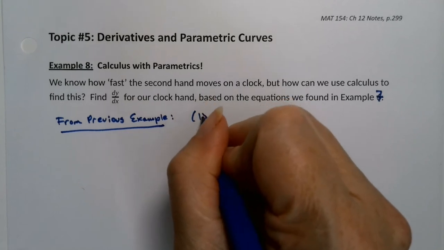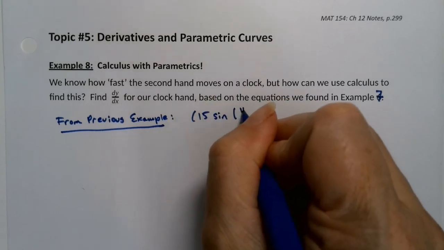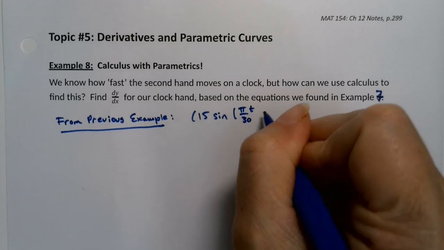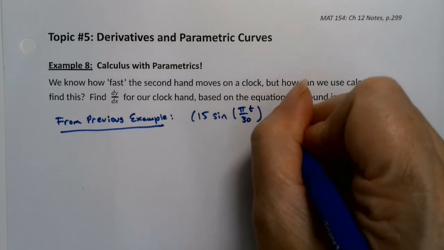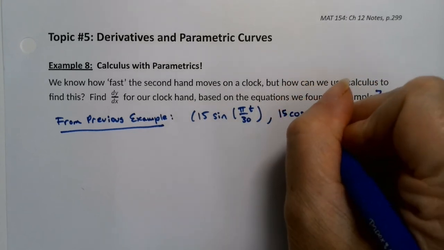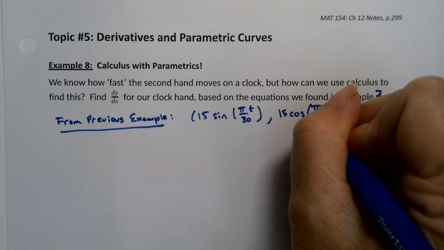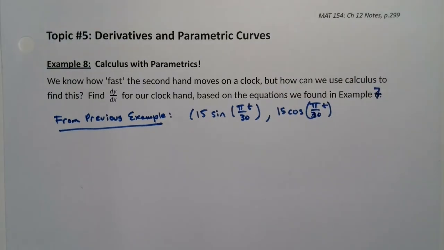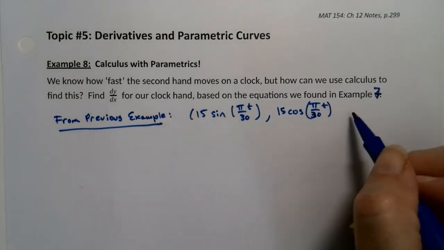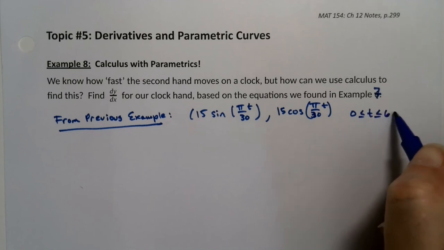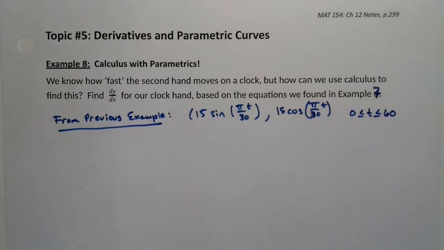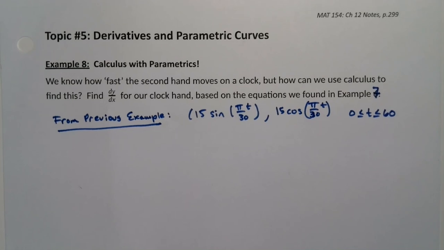And it was 15 sine of pi t over 30, and then 15 cosine of pi t over 30. And it could be pi over 30 t, of course, because it doesn't really matter with division. All right, so that's right there. And we said 0 is less than t, which is less than 60, because, of course, a parametric equation needs to have a domain.